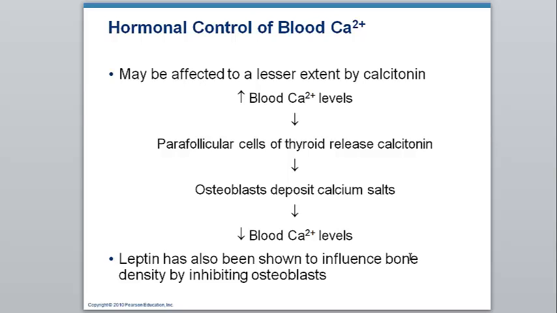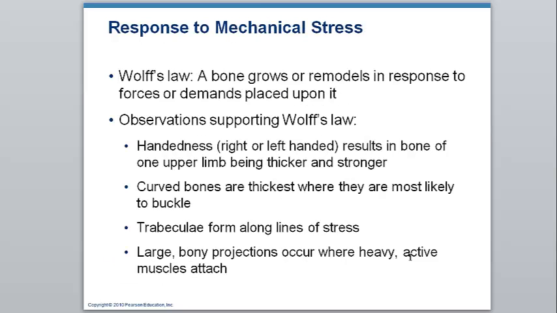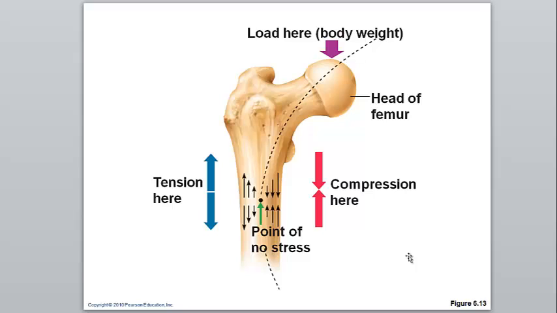It's called leptin, secreted by adipose tissue, and it influences bone density by inhibiting osteoblasts. A scientist called Wolff found out that based on how much demand you put on your bone, the bone grows or remodels accordingly. If you're right-handed, the bones on your upper limb on the right side become thicker and stronger compared to your left side, and vice versa. If you walk a certain way, the bones are going to get thicker in a certain area than the other area. That's basically what is called Wolff's Law.